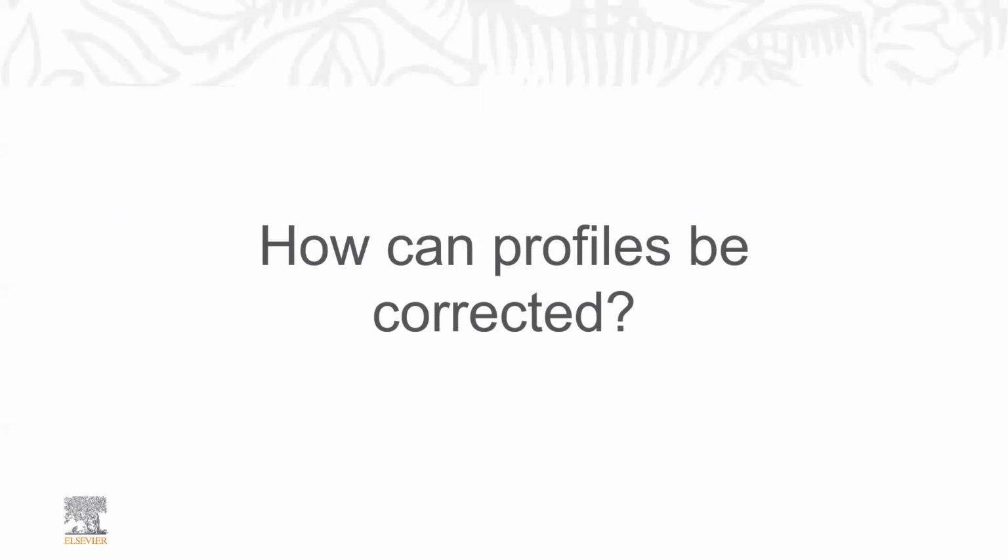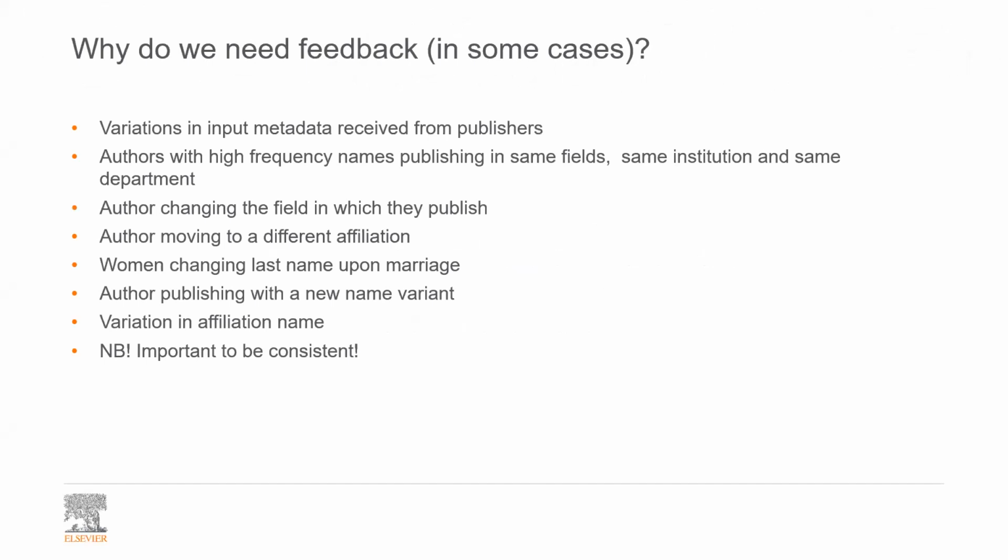So this is exactly why. How can profiles be corrected? And why do we need some feedback in some cases? Why is the algorithm not always 100% accurate? It is because there is variation in the metadata that we receive from the publishers. Every publisher has a specific way in which they want authors to provide their information, and we get that information not from the author but from the publisher. And so there are differences between publishers.